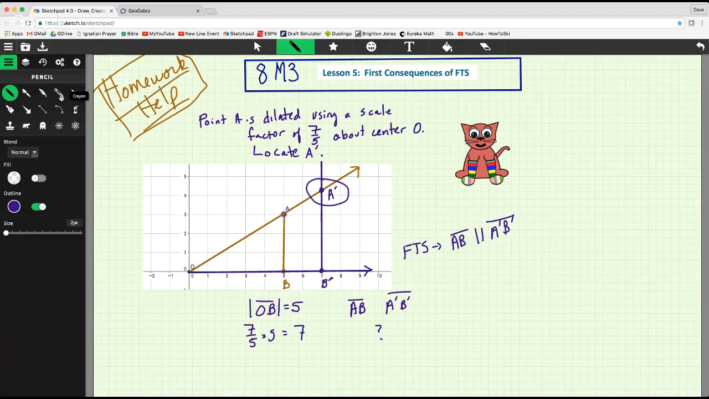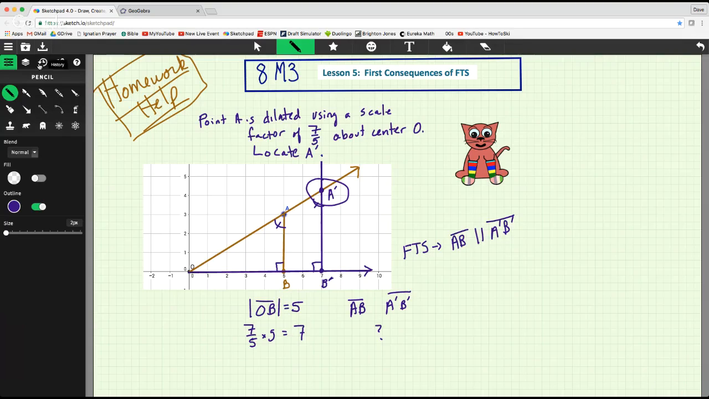Okay, and what else do we know? Let's just remind ourselves what else we know. If these two triangles are similar, OAB and OA prime B prime, we know that these angles are equivalent because they're corresponding angles. These are equivalent, and these actually turn out to both be right angles.